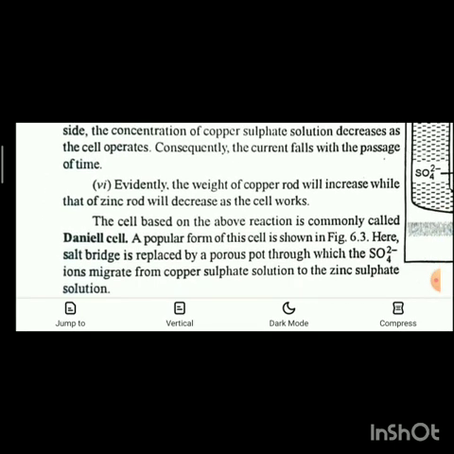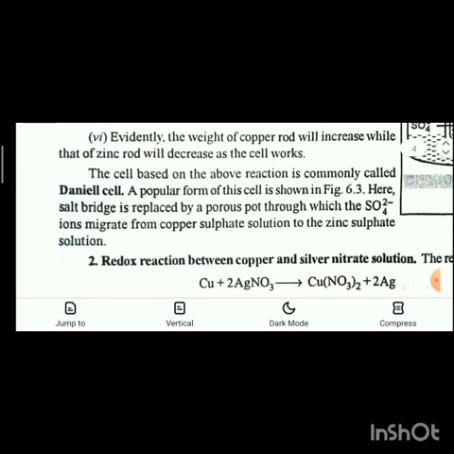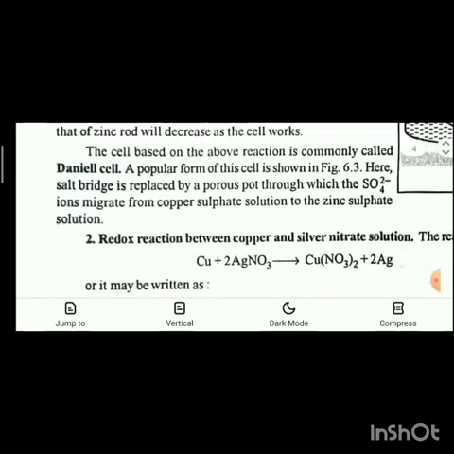Evidently, the weight of the copper rod will increase while that of the zinc rod will decrease as the cell works. The cell based on the above reaction is commonly called the Daniell cell. A popular form of this cell is given in the figure. Here, the salt bridge is replaced by a porous pot through which the SO4 2- ions migrate from copper sulfate solution to the zinc sulfate solution.